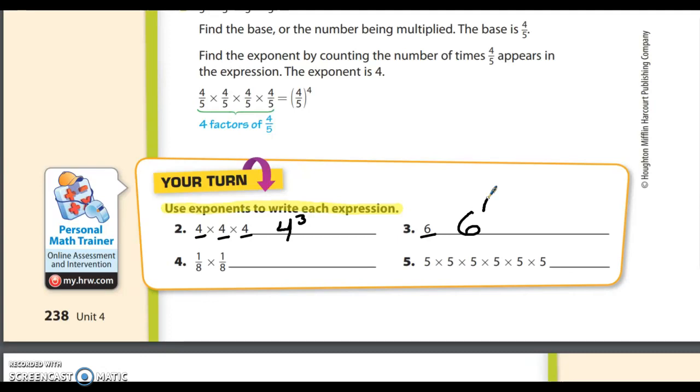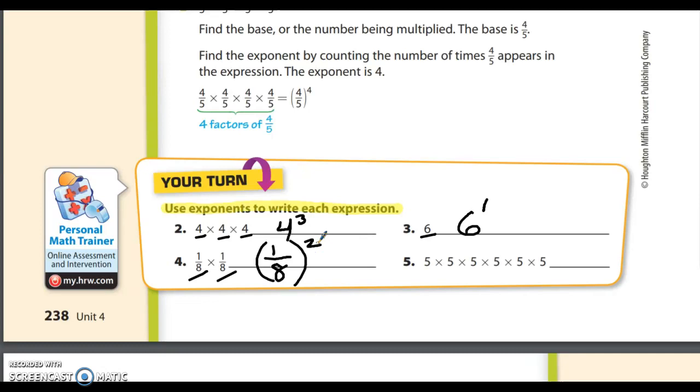Number 4. There's a couple of 1/8's. So the base is going to be 1/8. And we told you a minute ago from above that when you have your base as a fraction, we have to put that inside parentheses. And then we count how many there are. There are 2 1/8's, so the power is 2.